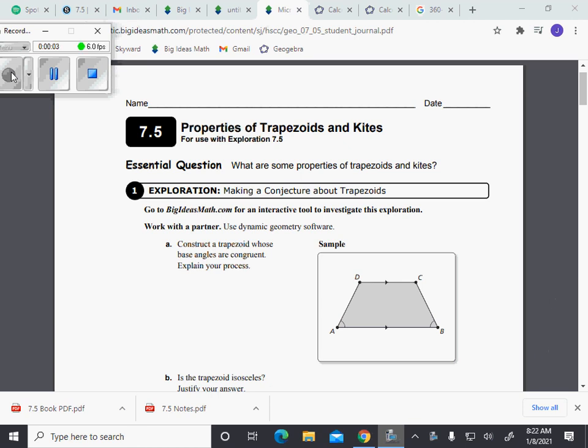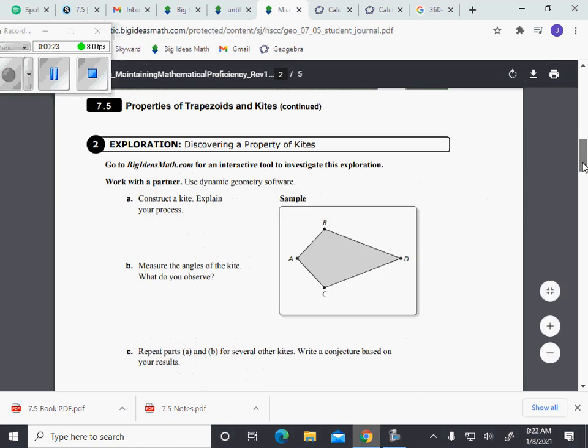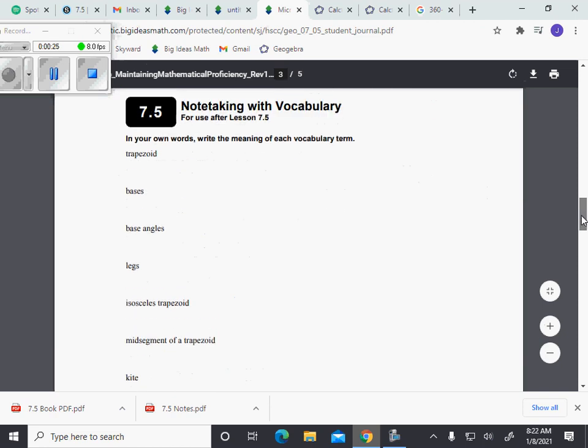Okay, 7.5. We're going to be talking about trapezoids and kites. So we're still talking about polygons, but here we're talking about trapezoids and kites. We're moving away from parallelograms. Okay, this is the last section of chapter 7. This is it. I'm going to start down in our definitions again.